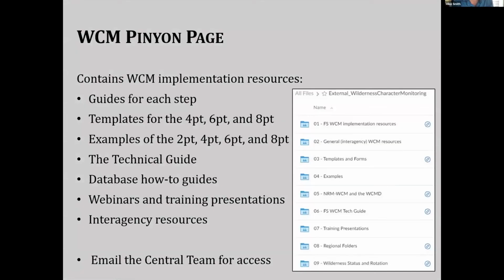The PINYON page mentions a lot of resources. This is a good place to look if you're just starting out and feel a little bit overwhelmed. Don't fear. You can always talk to Kate and I or Drew to get a little help, but there's another resource here, our PINYON page, which Julie can grant access to. There are guides for each step, and really important here, the templates and the examples. You can look at what other people have done for their narratives, measure selection forms, baseline assessment reports, and go from there. The tech guides and how-to guides are on there too. It's a really important place to go to, kind of a one-stop shop for resources to complete WCM.